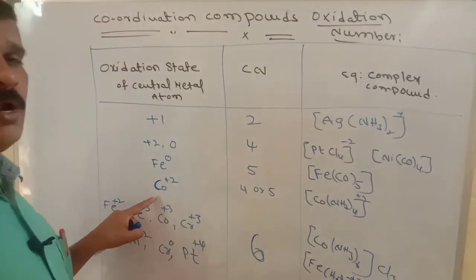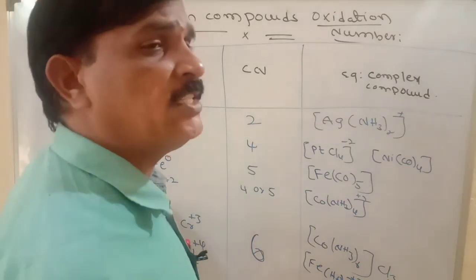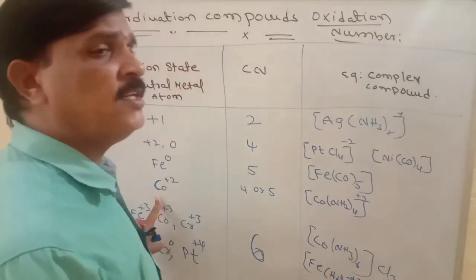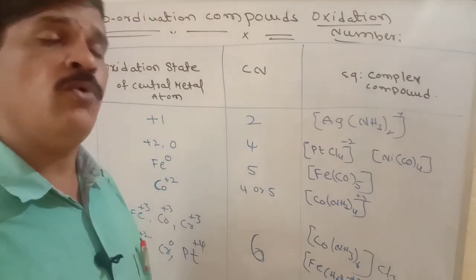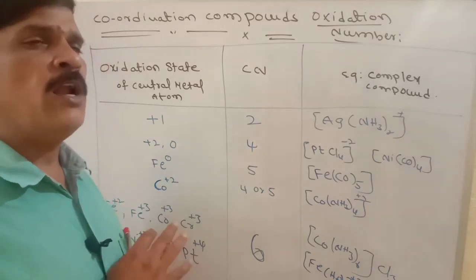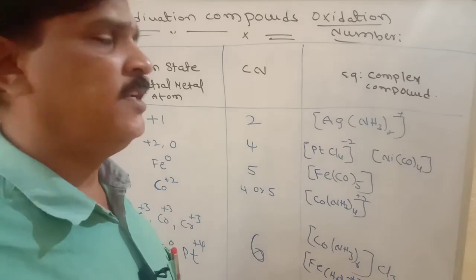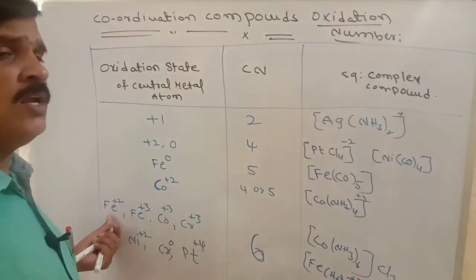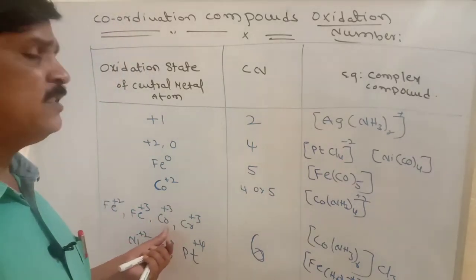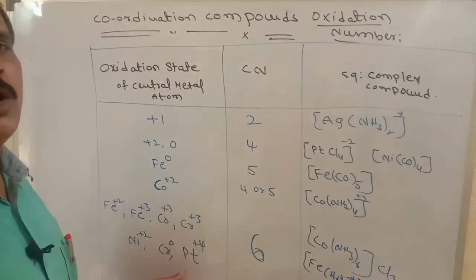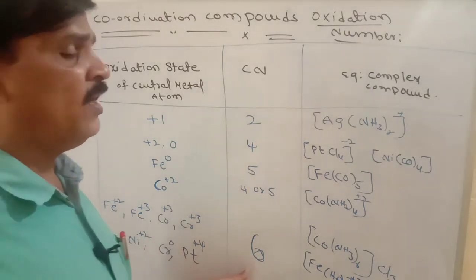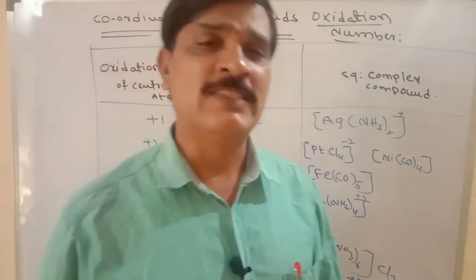Next, if you observe cobalt, it is always +3, 99%. If you observe +2 in cobalt, definitely their coordination number is 4 or 5, but not 6. Cobalt +3 always has coordination number 6 only. So the remaining, if you observe Fe +2, Fe +3, Cr +3, cobalt +3, nickel +2, chromium 0 and platinum +4, definitely their coordination number is 6 only.